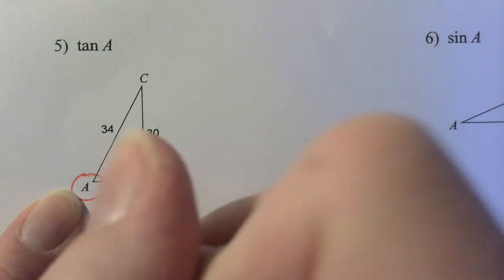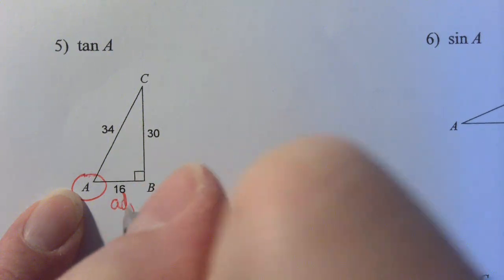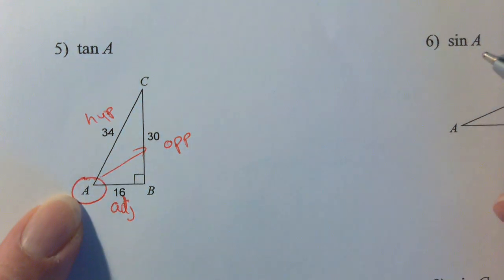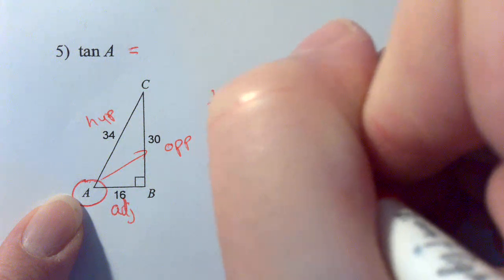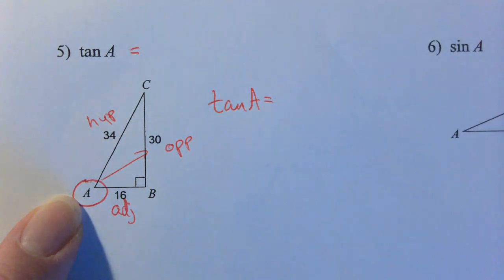Now, if this is A, this is along A, so it's adjacent. This is your opposite, and this is hypotenuse. So label all the sides. And I'm just going to put it up here. So tan A, let's see what it equals.